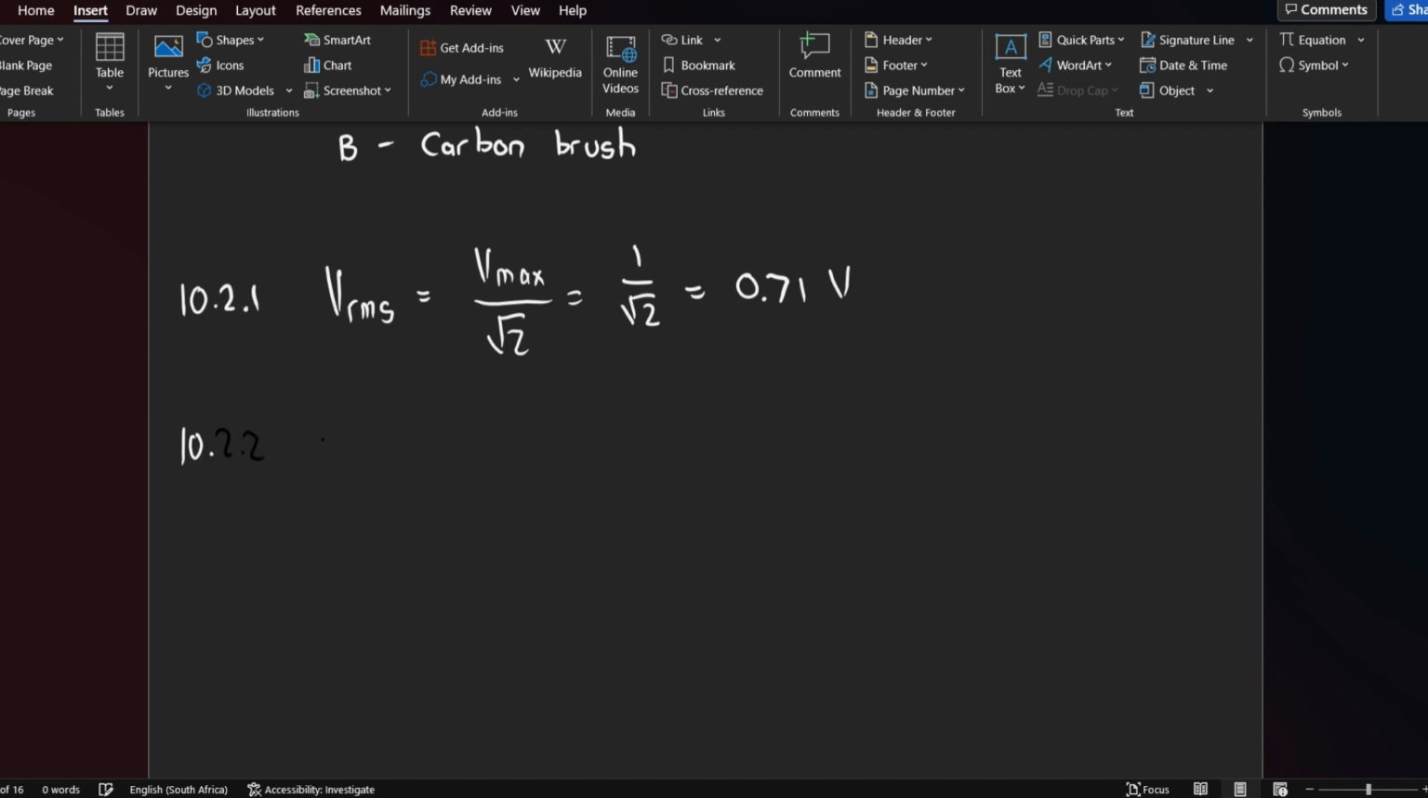So 10.2.2, the period is 0.04 seconds, and the reason for that is we double the velocity or the speed, and that means therefore our frequency is doubled, and therefore the period is halved.